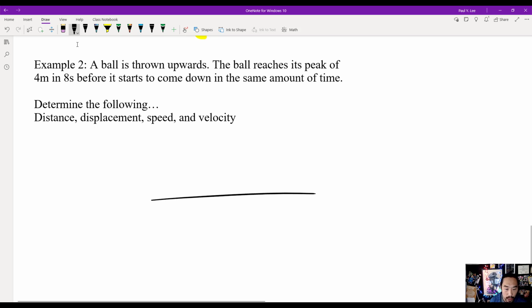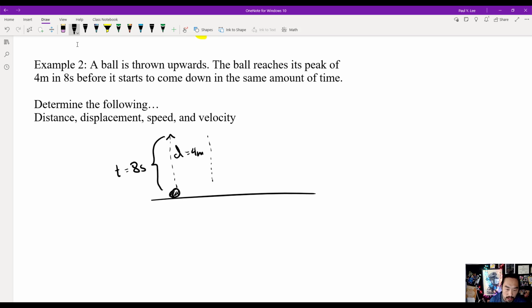So I'm going to do my image first. So here's my ball. My ball is going to go up, right? And I'm going to label this here. This took 8 seconds, so these are my givens, and this distance that it traveled here would be 4 meters, right? And then after that, it went from here, and then it fell back down, right?